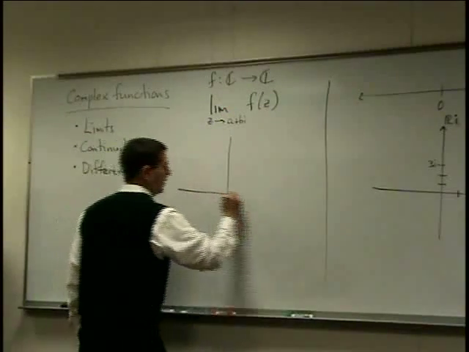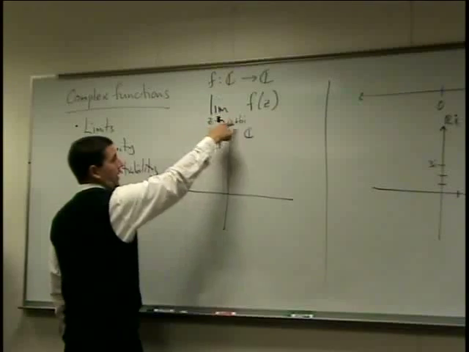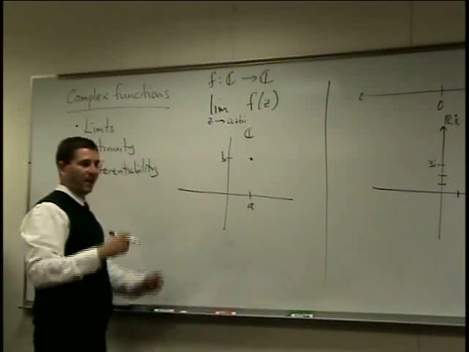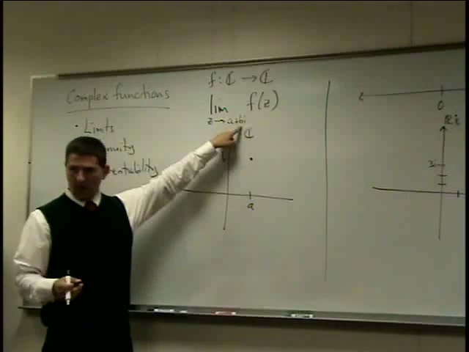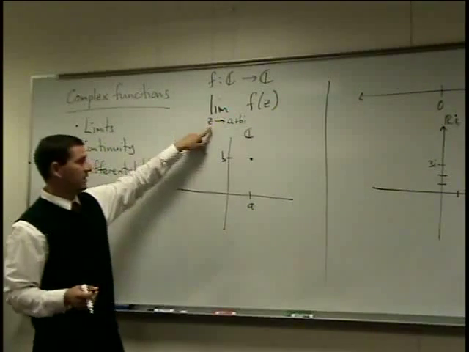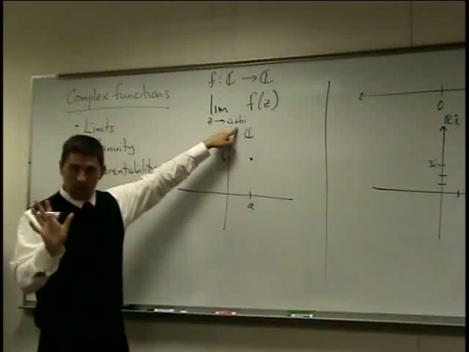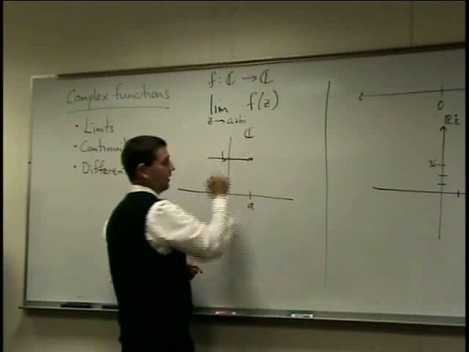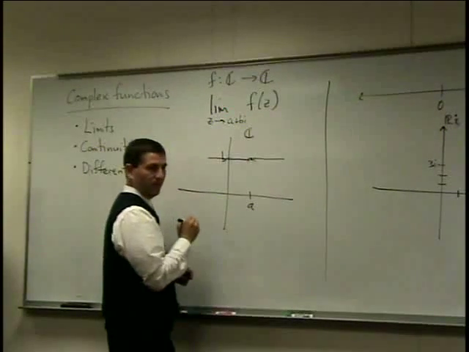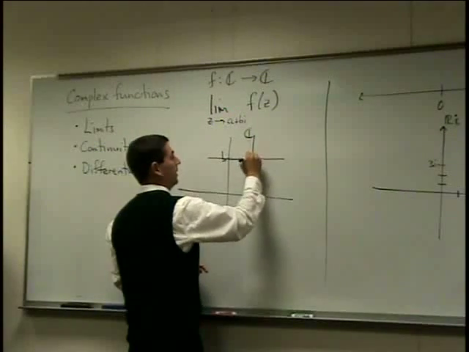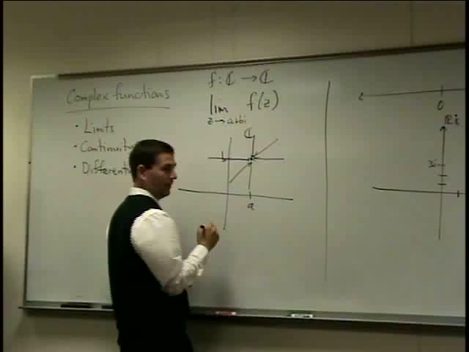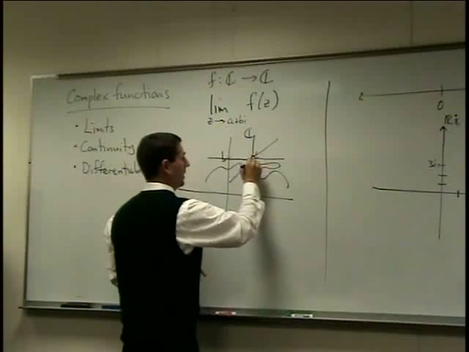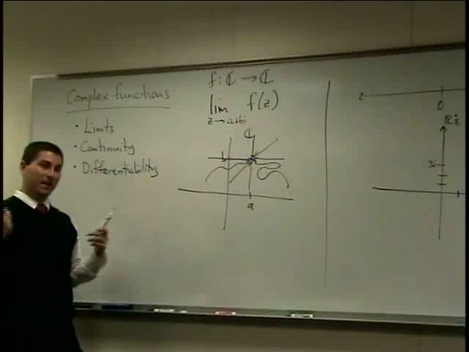Well, let me draw the complex plane, and I'll plug this number a + bi in. There's a and there's b, so here's a + bi. Now, when I say I take the limit as z approaches a + bi, that means I'm looking at complex numbers that are getting close. We have to define what close means, but whatever it means, they're getting close to a + bi. Well, how can I get close to a + bi? I could go this way to get close, this way, or this way. There are a lot of different ways to get close.